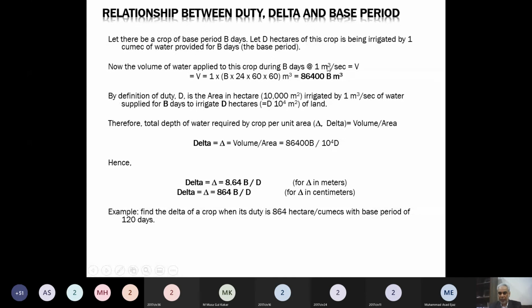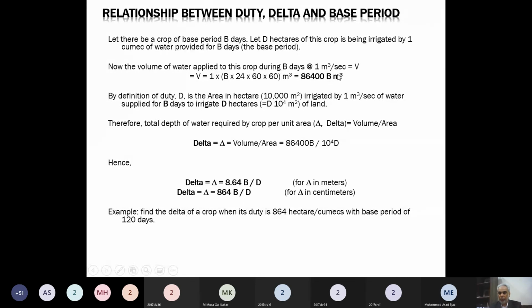From the concept of the duty, if I multiply 1 cubic meter per second with B days, applying the conversion factor of days into seconds, 24 hours, 60 minutes, 60 seconds. So that is a conversion factor. So the volume of water for 1 cubic meter per second supplied for the whole base period will come out to be 86,400 B cubic meter.